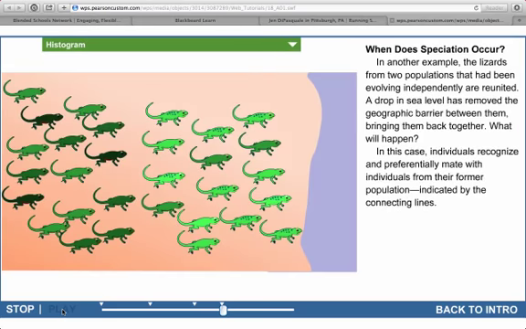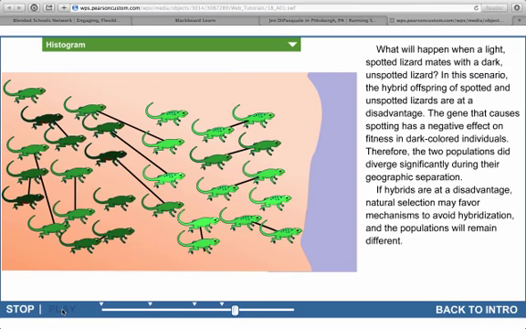In another example, the lizards from two populations that had been evolving independently are reunited. A drop in sea level has removed the geographic barrier between them, bringing them back together. What will happen? In this case, individuals recognize and preferentially mate with individuals from their former population, indicated by the connecting lines. What will happen when a light spotted lizard mates with a dark unspotted lizard?